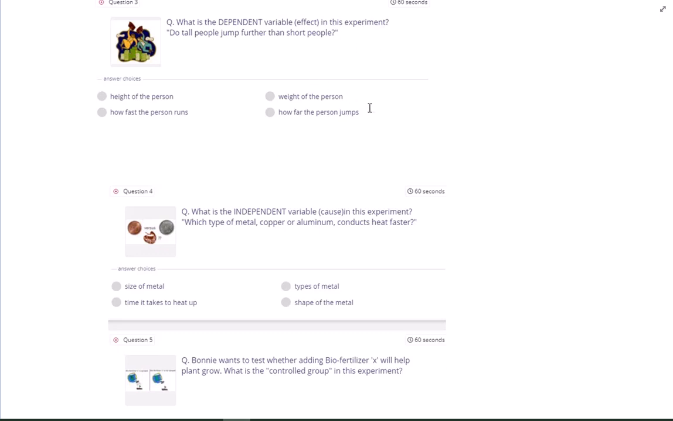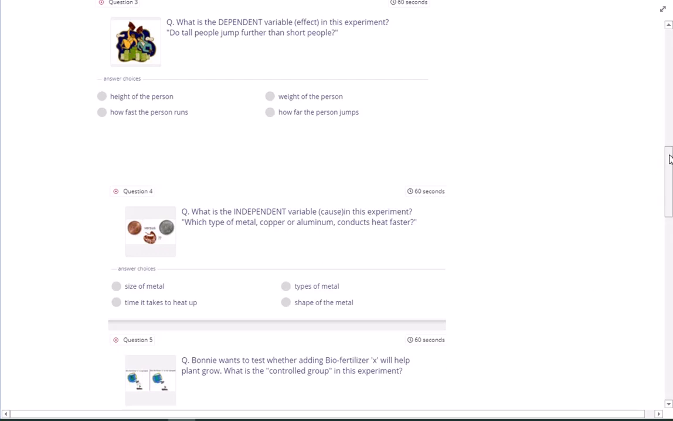Now remember again, the dependent one is the one that you measure. Do tall people jump further than short people? Now, this can be a little bit confusing because you're going to measure two things. You're going to measure how tall people are to begin with, and then you're going to be measuring how far they jump. But the one that you're trying to investigate is how far the person jumps. So that is the dependent variable for this one.